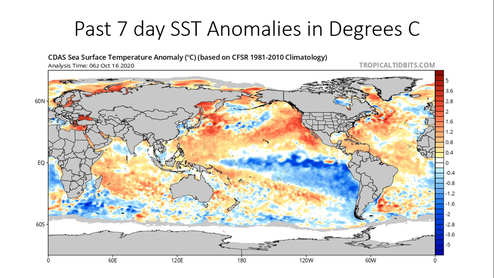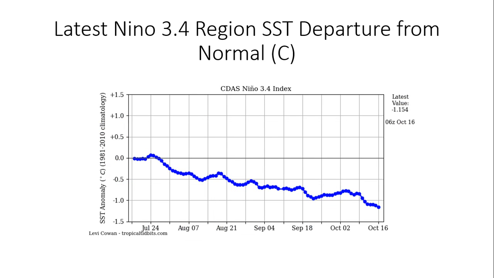If you go west off the coast of South America, right along between 5 degrees north and 5 degrees south, between that 120 and 170 degrees west longitude, you're going to see colder than normal waters. And that is indicative of a La Nina, which we currently are in right now. This is the latest Nino 3.4 region sea surface temperature departure from normal in degrees Celsius. The latest value as of 16 October was at negative 1.154.